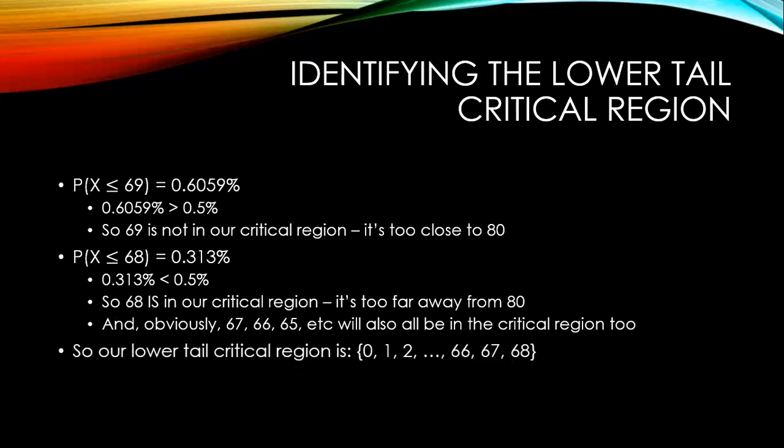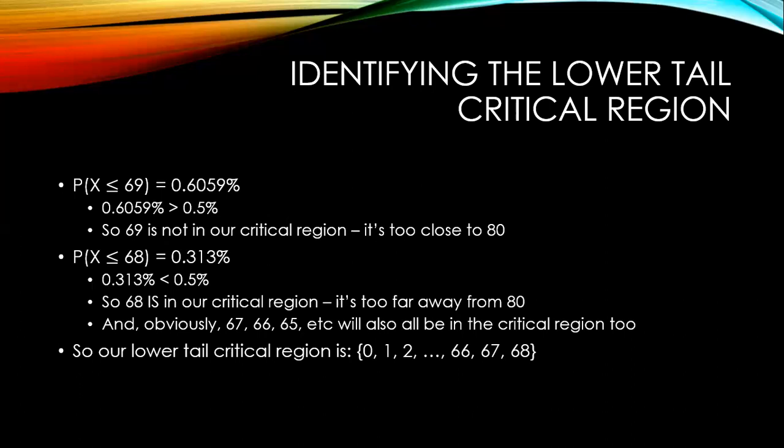So all these numbers will be in our critical region. Our lower tail critical region will be 0, 1, 2, 3, 4, 5, 6, 7, 8, 9, all the way up to 66, 67, 68. So let's just think about this. We've got our sample of 100 people. We're going to ask them, do you have brown eyes or not? If 0 people have brown eyes, we reject H0. If 1 person has brown eyes, we reject H0. If 2 people have brown eyes, reject H0. All the way up to 66, 67, 68, we reject H0. But if 69 people had brown eyes in our sample, then we would retain H0. We would not reject it, because it's not in the critical region. So that's our lower tail critical region.